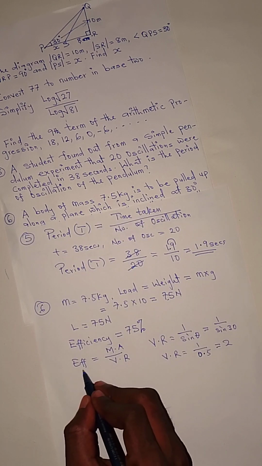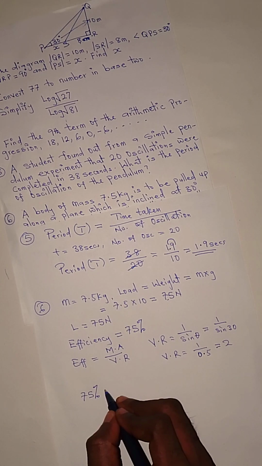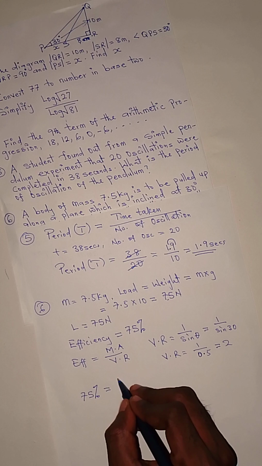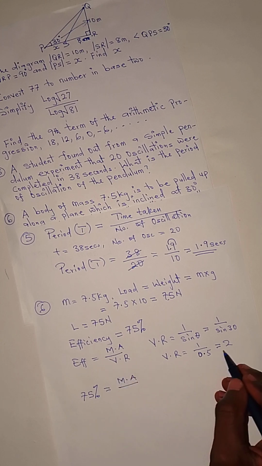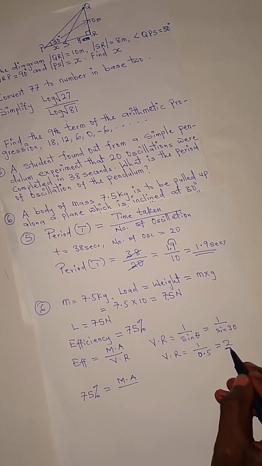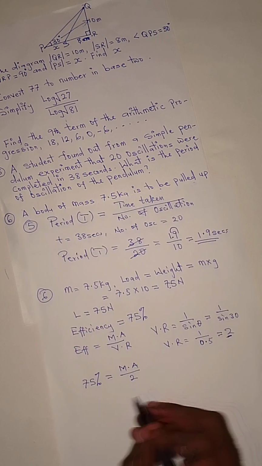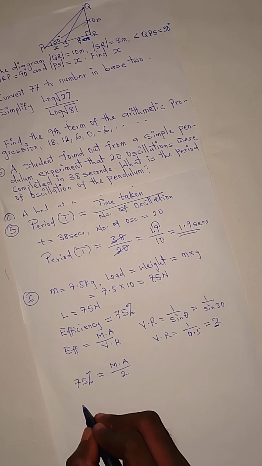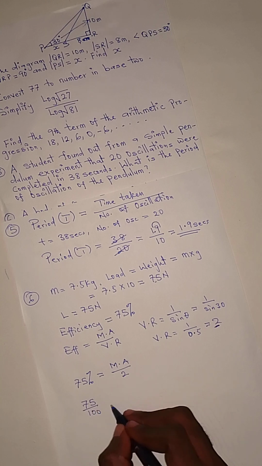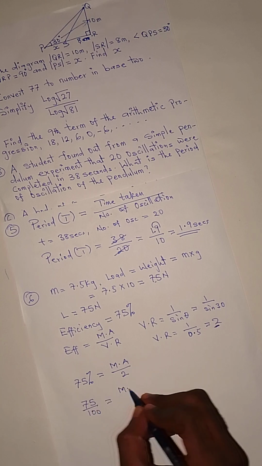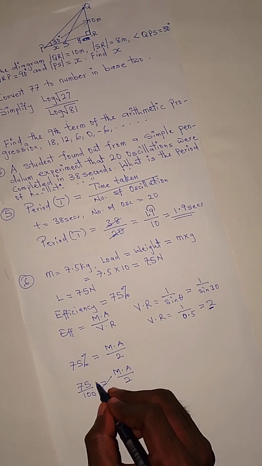Therefore, we can say efficiency is 75%, which is equal to mechanical advantage all over velocity ratio. Now, our velocity ratio is 2. So we can plug in the 2 here. So 75% means 75 all over 100, which is equal to mechanical advantage all over 2. So at this point, you can cross multiply.